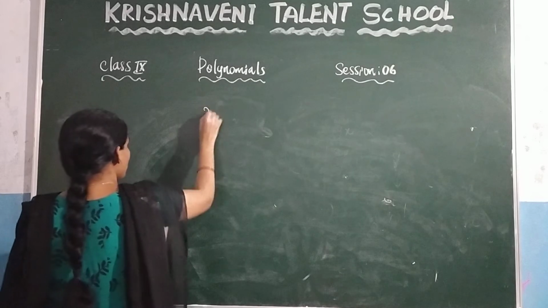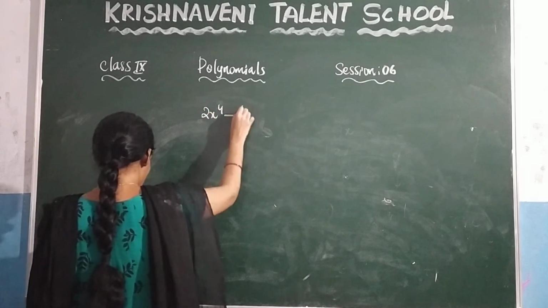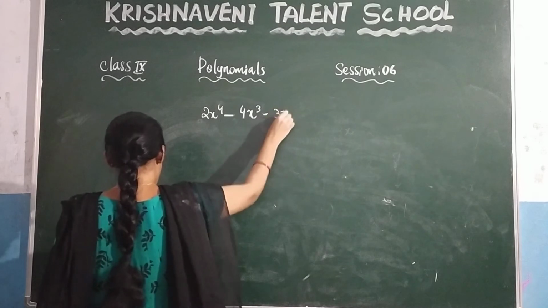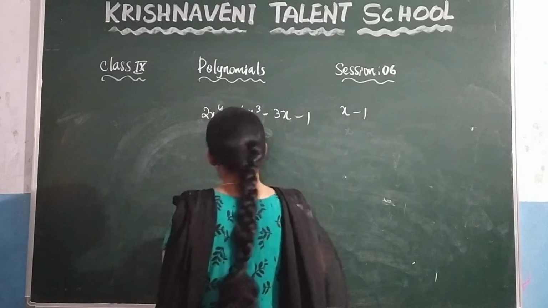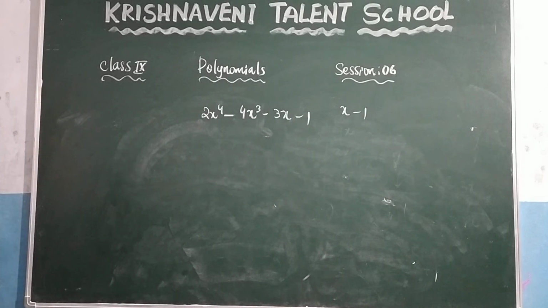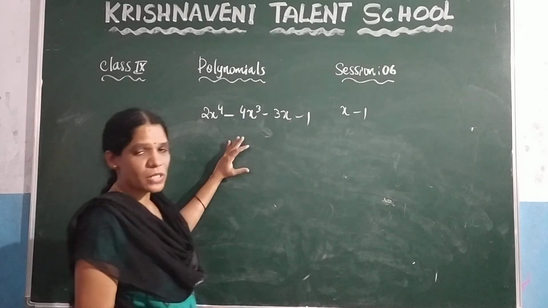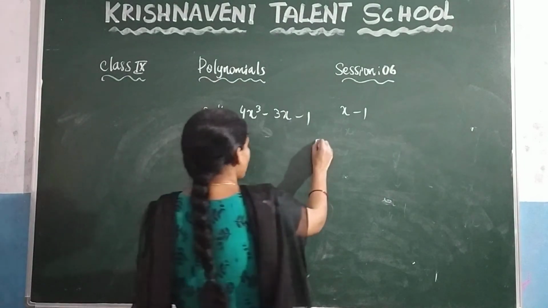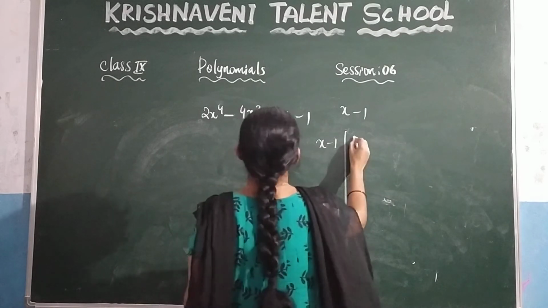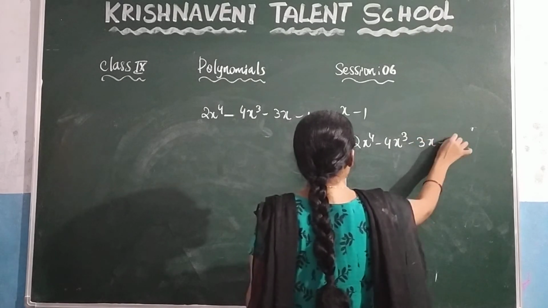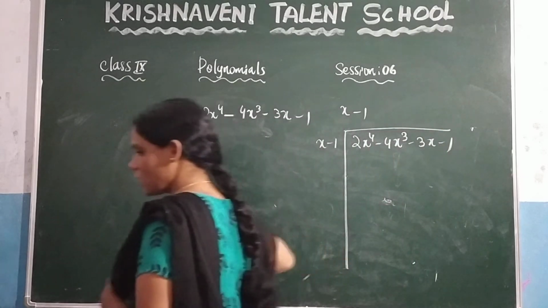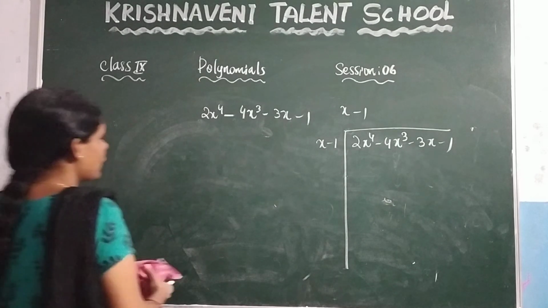Consider the polynomial 2x power 4 minus 4x cube minus 3x minus 1 with x minus 1. Suppose if you want to divide these two polynomials, how to divide these two polynomials? So write it here, which polynomial we are going to divide? 2x power 4 minus 4x cube minus 3x minus 1. If you want to divide these two polynomials, so what you will get here?